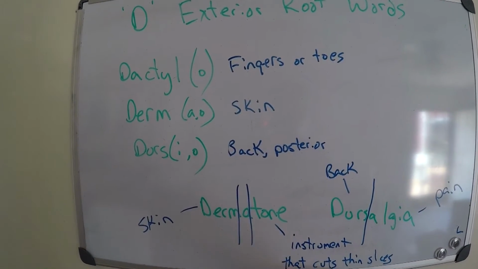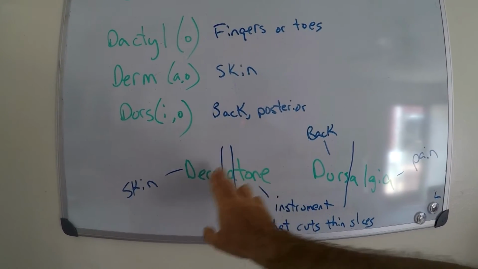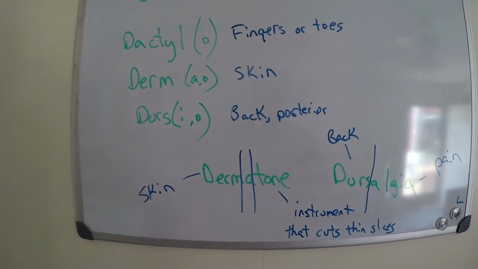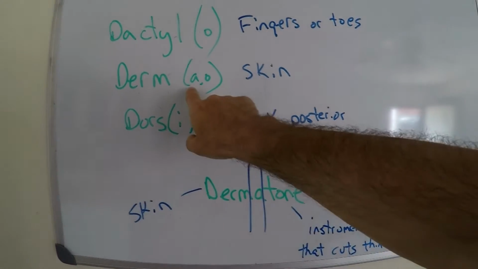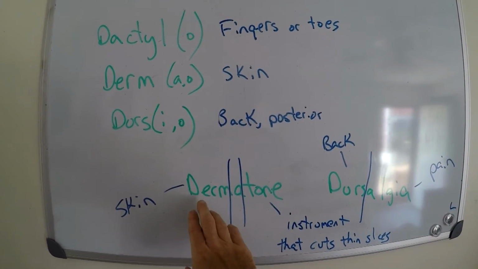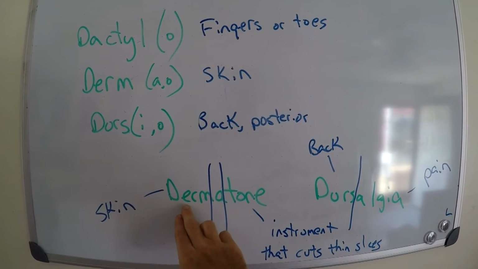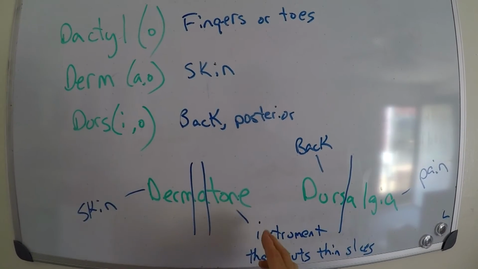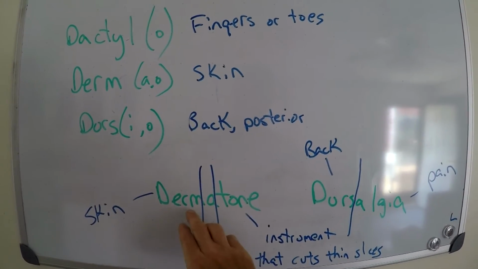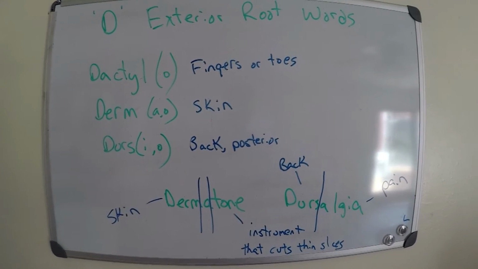It's an instrument that cuts thin slices. Well, what is it cutting? Derm, skin. The combining vowel is A. I feel like, guys, they put the vowel in there because this rolls off the tongue. Dermatome. If you don't have the A in there, dermtone. It doesn't sound as good.